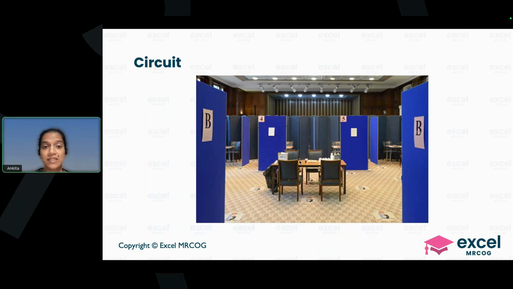Can you see there is a white paper stuck outside the door of each of the cubicles? That is where your question would be in the exam. So when you are going from one cubicle to the other, say from cubicle number 4 to cubicle number 5, on the door would be this particular paper that's stuck, which is the question of the concerned station. That is the task that you are supposed to do.